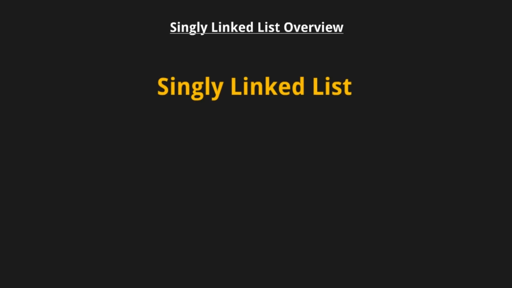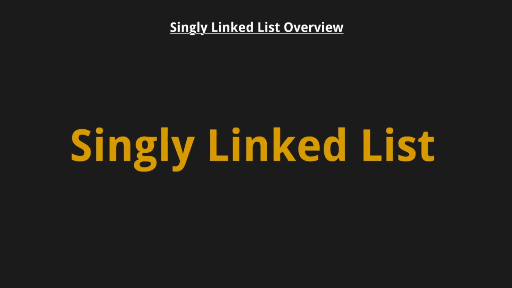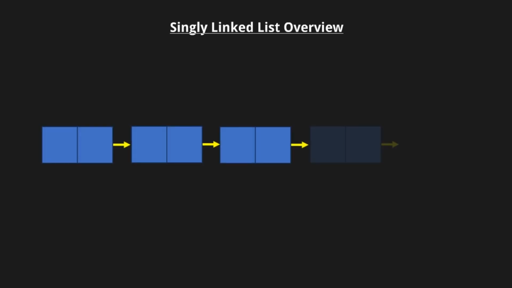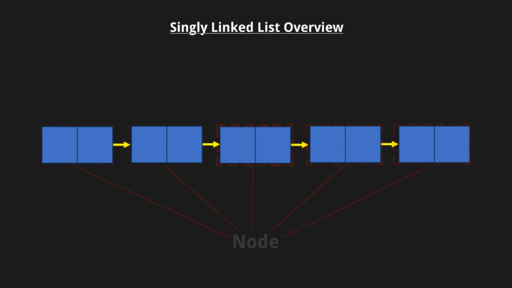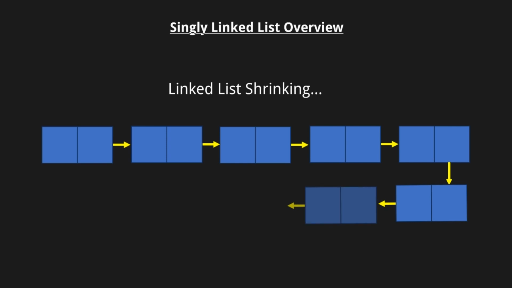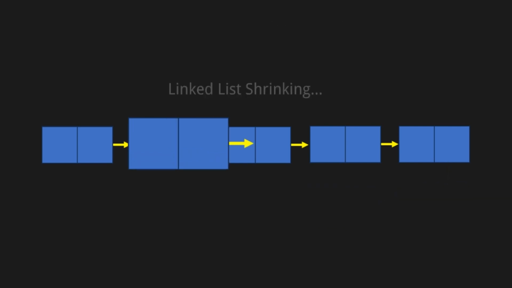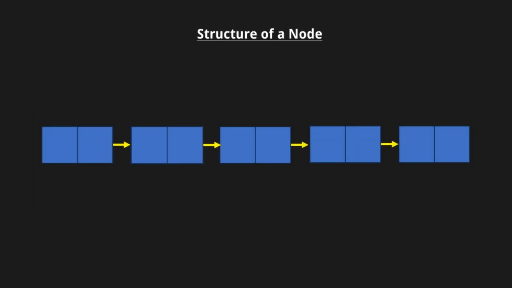There are many types of linked lists, but let's start with the simplest, the singly linked list. A linked list is a dynamic data structure where each element is a node. Unlike arrays, linked lists don't need a fixed size, allowing us to expand or shrink memory as needed. Each node in a singly linked list consists of two parts: data, where the actual information is stored, and a pointer, which points to the next node in the sequence.